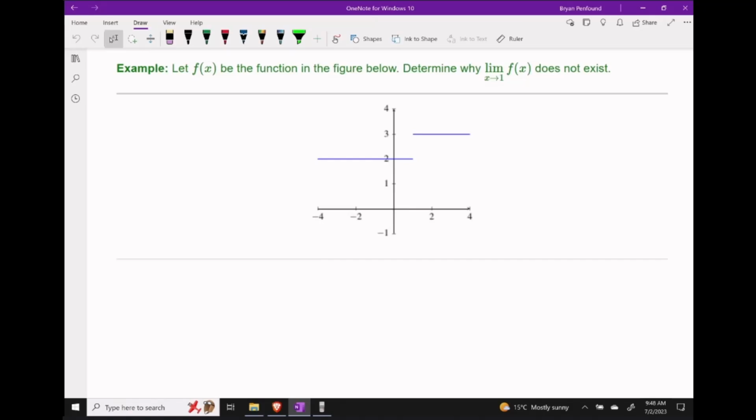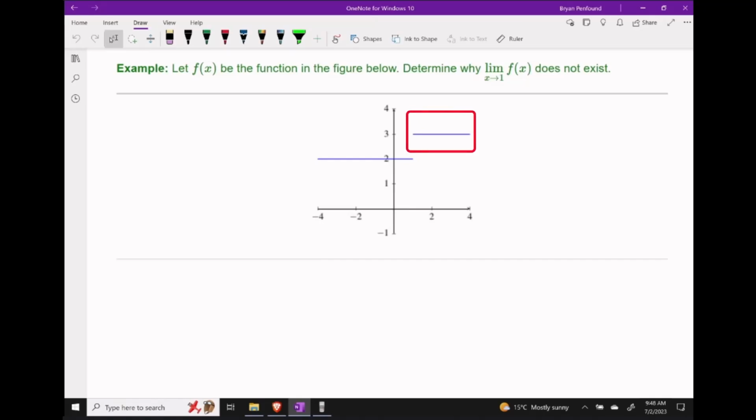The definition of a limit states that if we want to evaluate the limit as x approaches 1 of f of x and set it equal to some limit, capital L, that means that as x gets close enough to 1 from either side of 1, then our f of x values have to get pretty close to capital L. So what's happening in our one-sided limits in our picture?